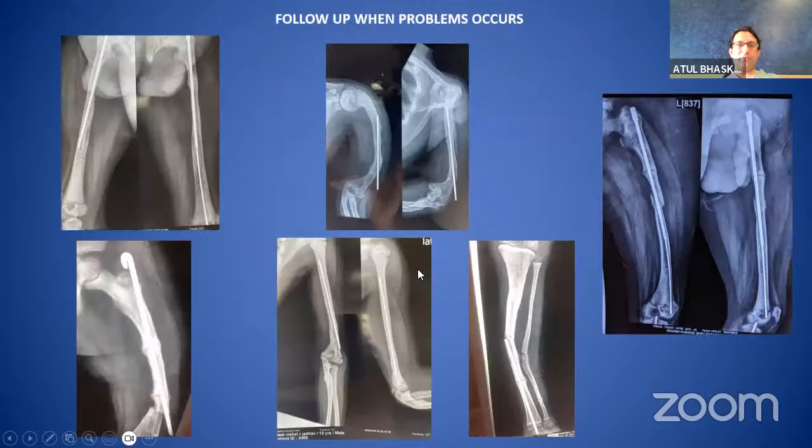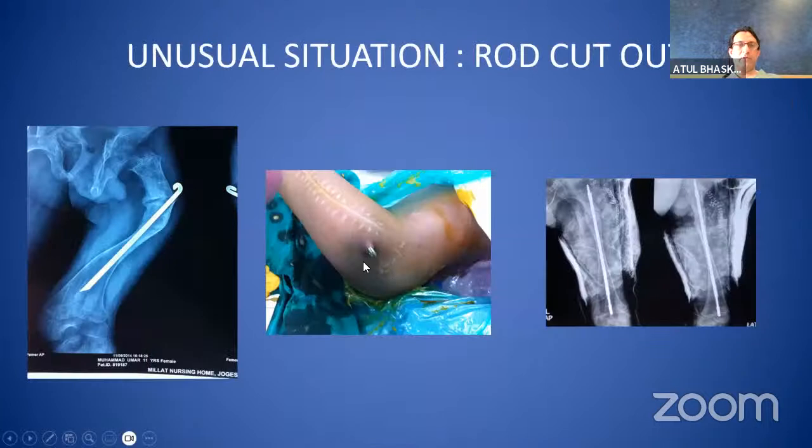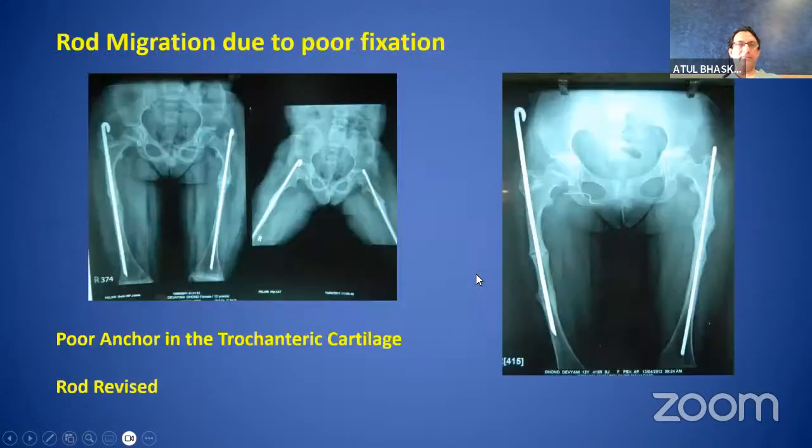Of course, we've had all sorts of complications because patients present late and the rod is coming out. This child actually came back from the village with a rod cut out. He never followed up post-surgery. So then he was revised to an FD nail.